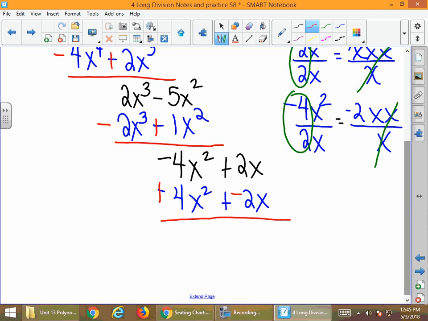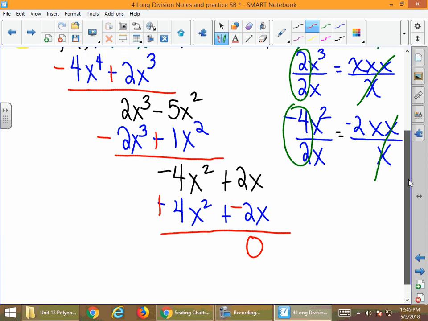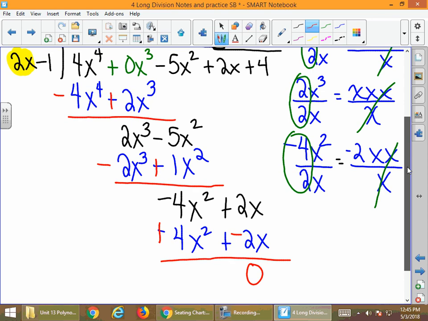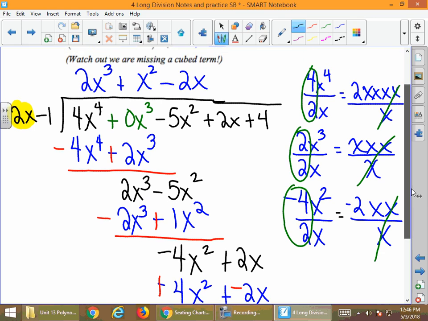And as always, negative 4x squared plus 4x squared cancels out. 2x plus a negative 2x also cancels out. If you have to, you can write a 0 down. But as we look back at the problem, we still have to deal with the fact that we still have a plus 4 up here. But can we divide 4 by 2x? We can't. So this 4 down here is going to be our remainder.